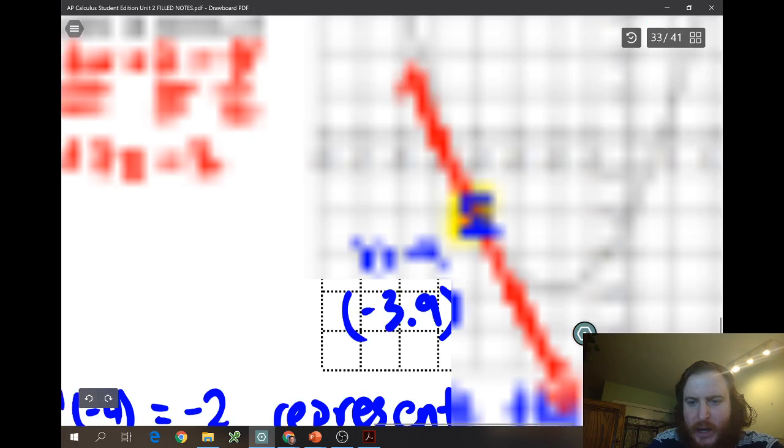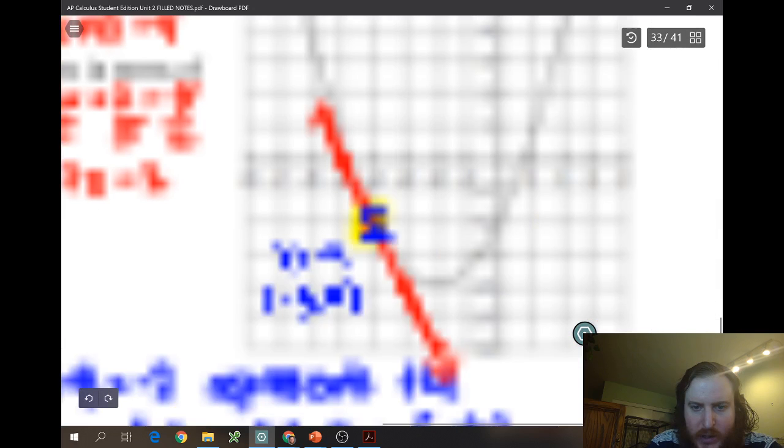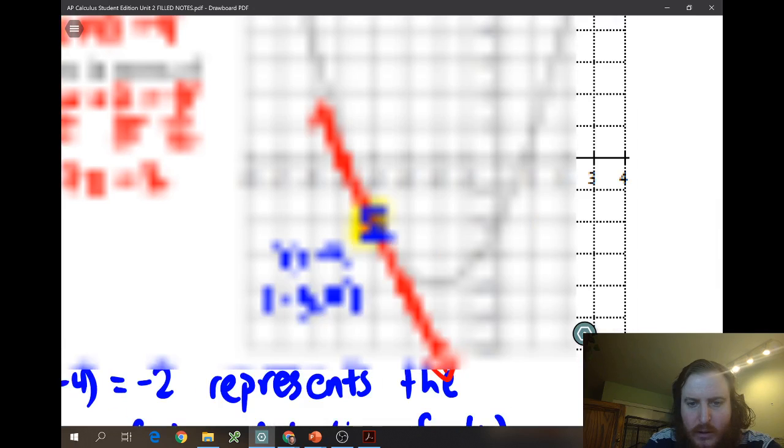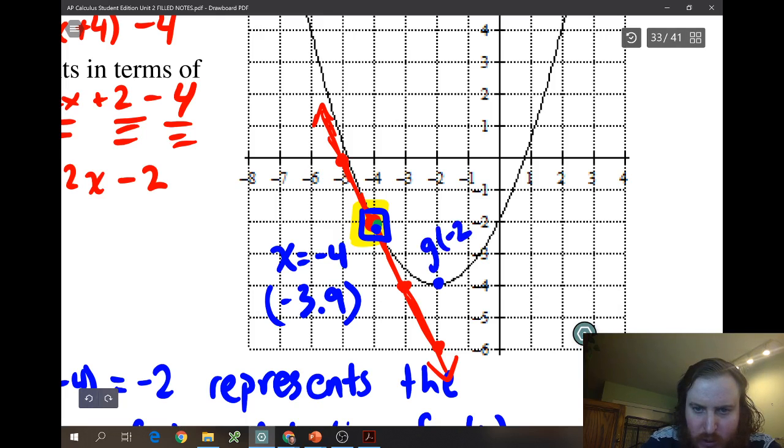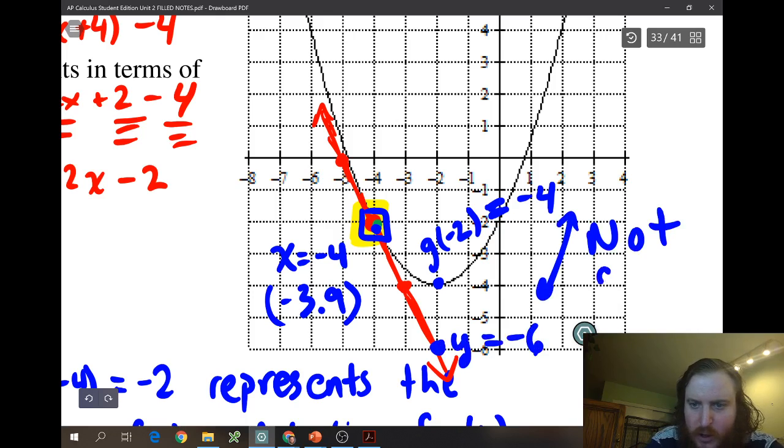But if I wanted to approximate at -2, we'll wait for this to load. If I wanted to approximate at -2, what's the actual value of g of -2? g of -2 is equal to -4. But on my tangent line, the y value is -6. These are not close. -4 and -6 are not close at all.